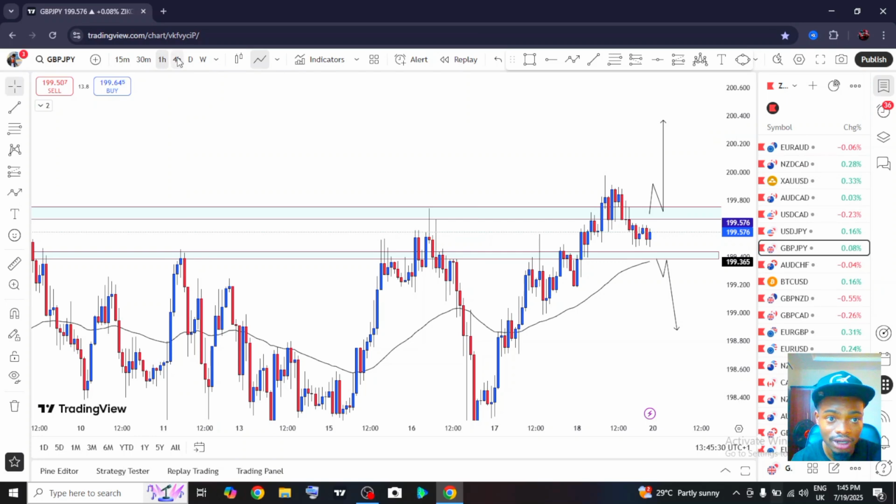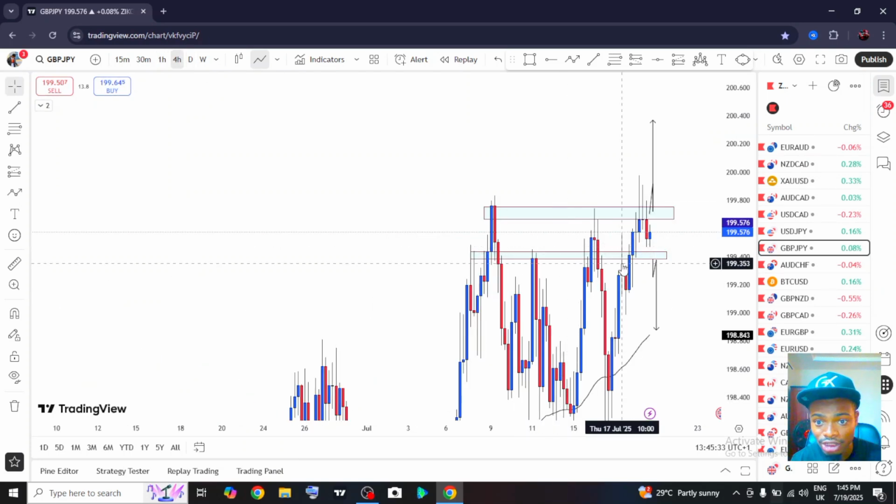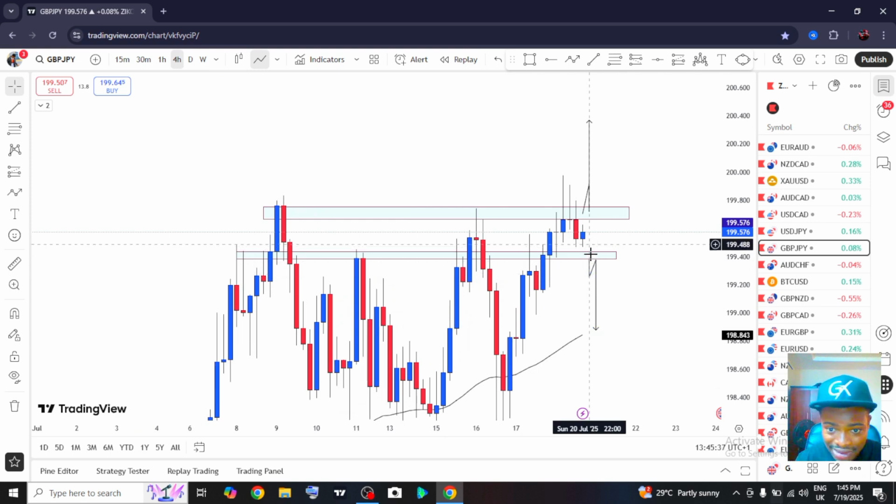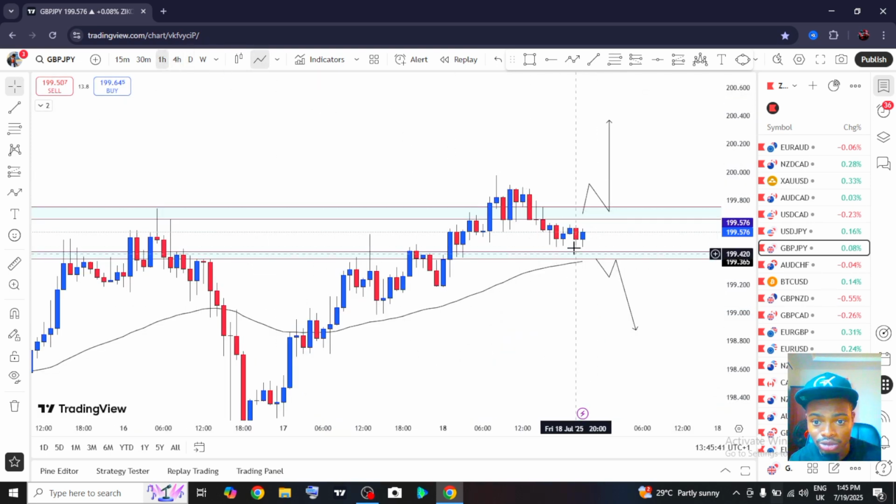But since the 4-hour have already told us that we already have a doji and an engulfing, we can somehow expect that sell to the downside. But if that sell is going to happen, well, I'm going to be waiting for the sell under here to have a break and retest and an engulfing to sell.